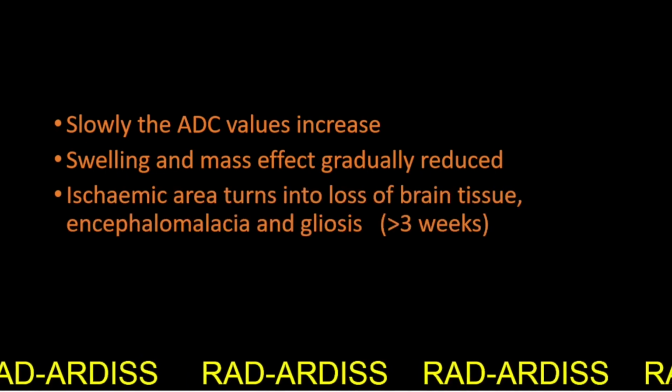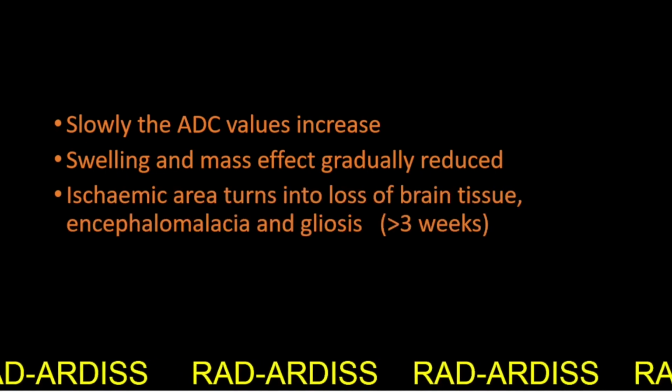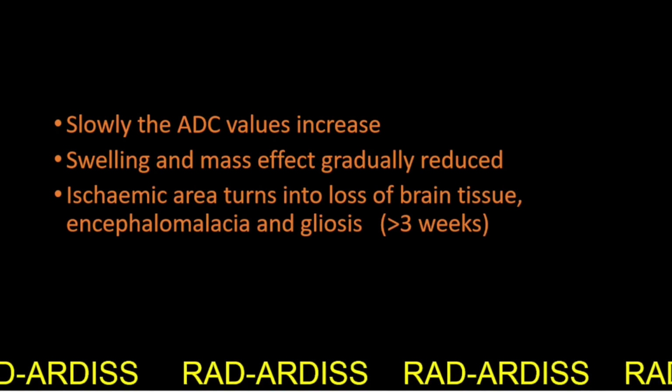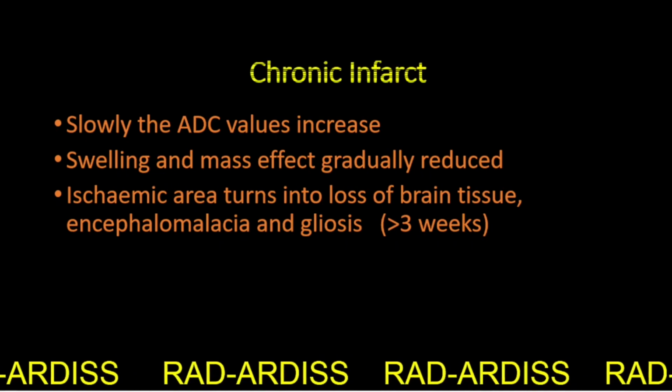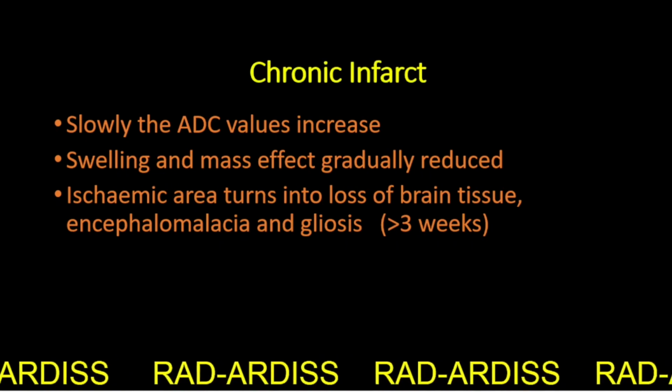The ischemic area turns into loss of brain tissue, and encephalomalacia and gliosis sets in about 3 weeks, when it is known as the chronic infarct.